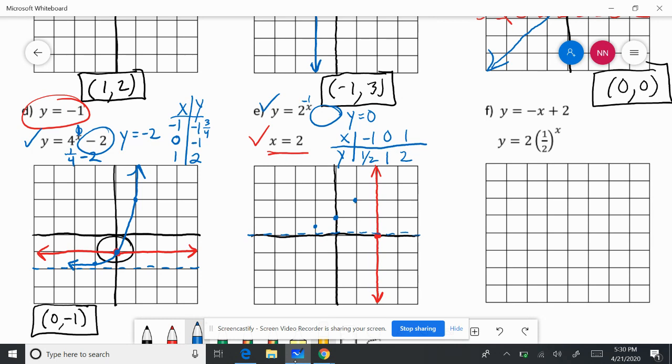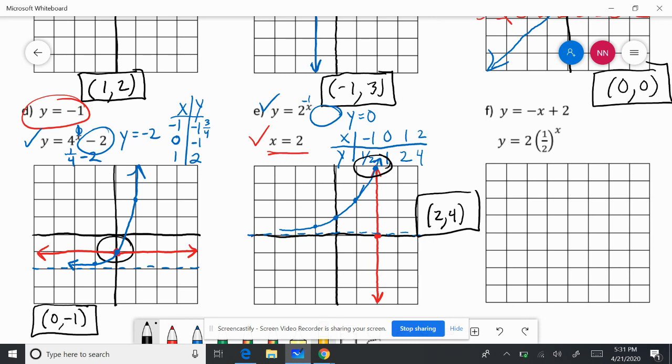It doesn't cross, but it looks like it's going to cross. So I'm going to keep on going. If I plug in a 2, 2 squared is a 4. So at 2, 4 is my next point. So sometimes you have to go a little bit further than the -1, 0, and 1. Remember, that's not our answer. Our answer is where it crosses. So it crosses at 2, 4.